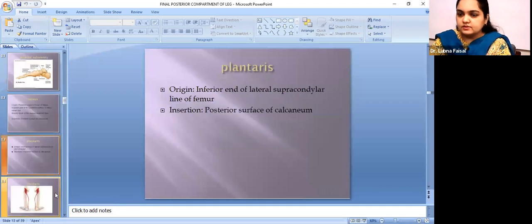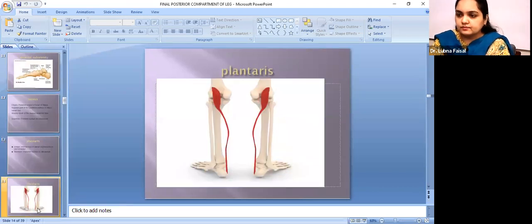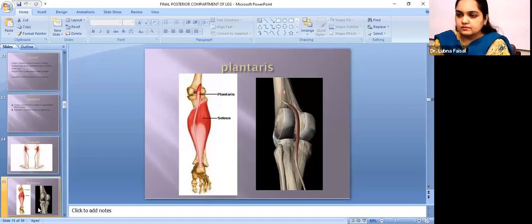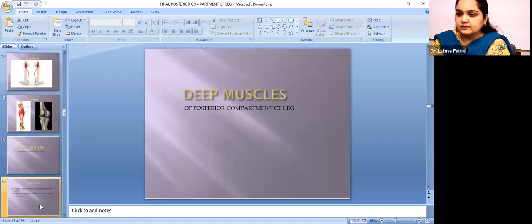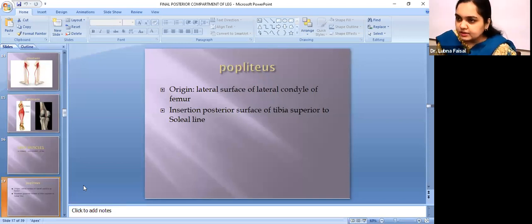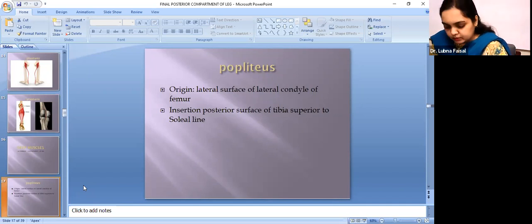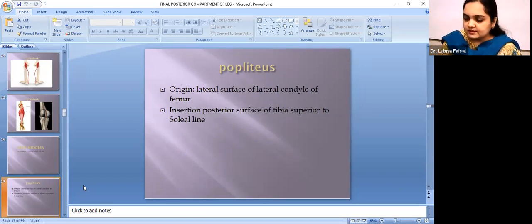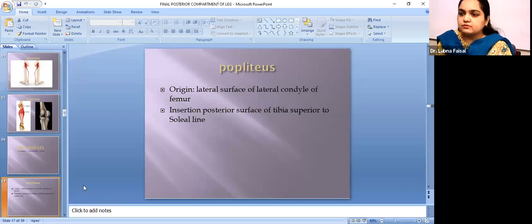Soleus, plantaris, we are done. Now the deep muscles. Number one, the popliteus muscle. This muscle will form the floor of the popliteal fossa. What is this popliteal fossa? We will cover this popliteal fossa on Wednesday. That is on the posterior surface of the knee joint, just like the cubital fossa.